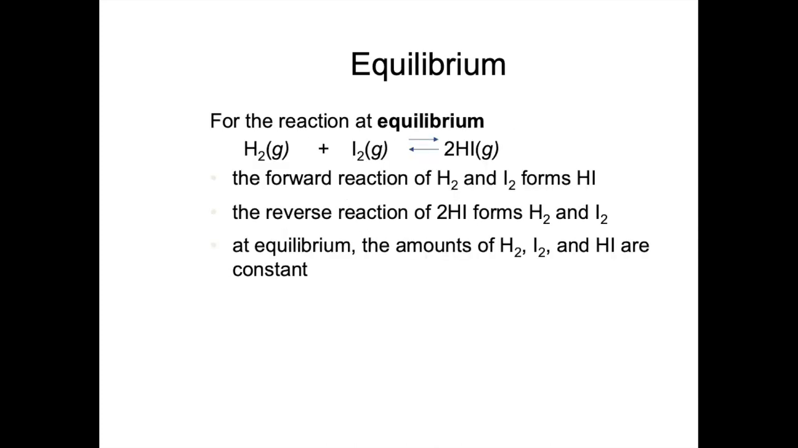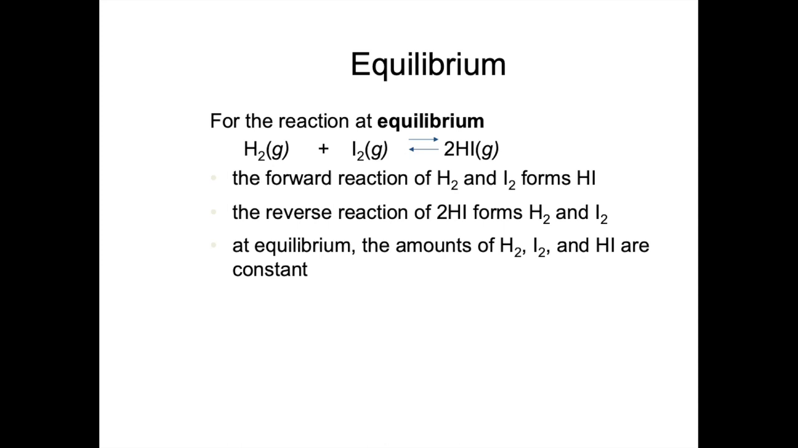Okay, let's look at a specific example here. So let's say we have an equilibrium between hydrogen, iodine, and hydrogen iodide. Our forward reaction has hydrogen and iodine undergoing a synthesis reaction to make hydrogen iodide. Simultaneously, our hydrogen iodide is going to decompose back into hydrogen and iodine. Now, let's look at a system as it approaches equilibrium and once it hits equilibrium.